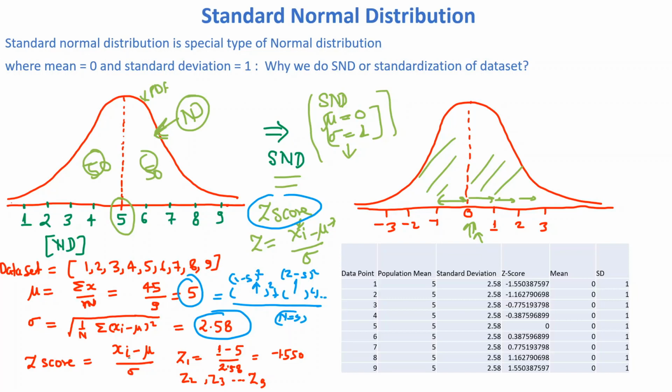So let's calculate the Z score for the first data point. Z1 will be 1 minus mu, where xi means the first data point. The population mean is 5, divided by the standard deviation 2.58. If you do the calculation, you will get minus 1.550. In the same way you can calculate Z2, Z3 and up to Z9. I mentioned all the details here.